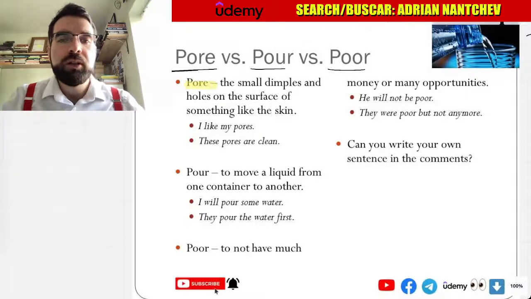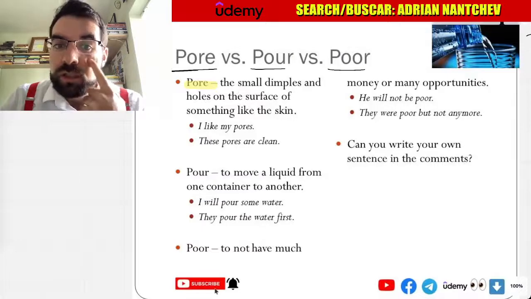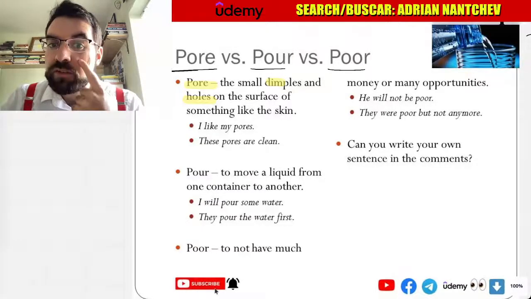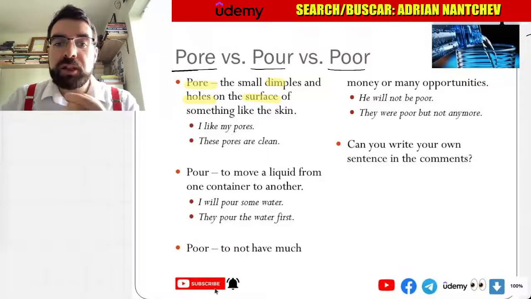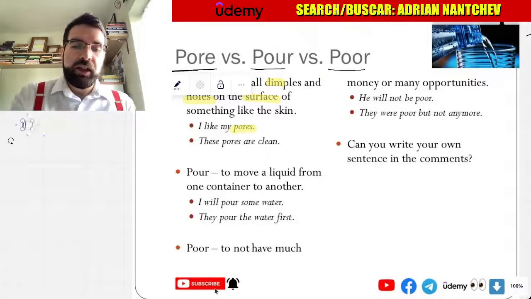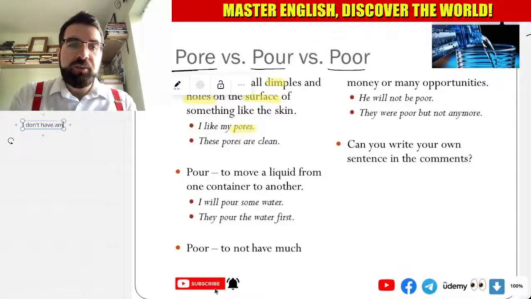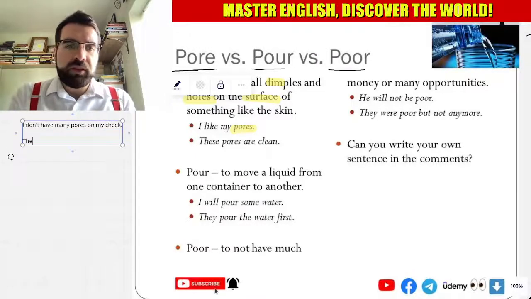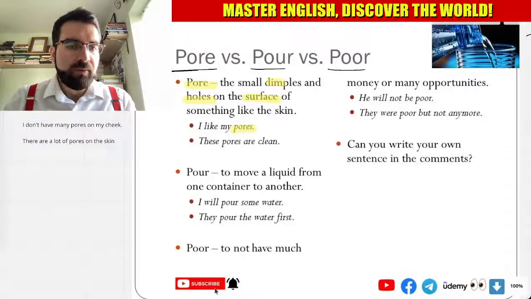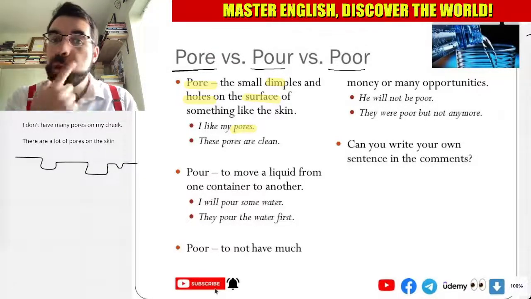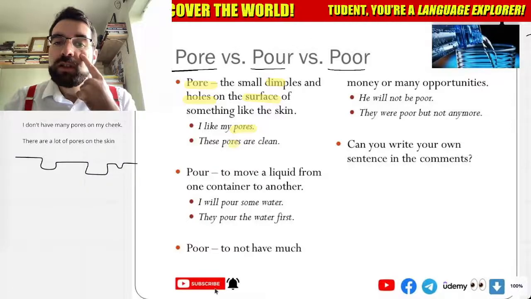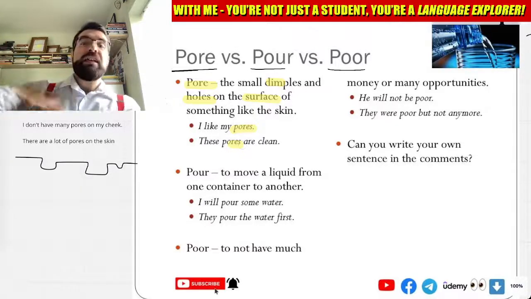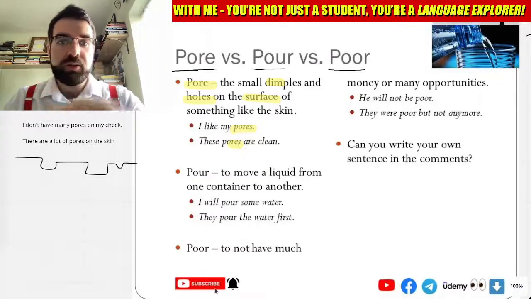So pore, like small dimples and holes on the surface of something. Yeah, like the skin. So I like my pores. I don't have many pores on my cheek. There are a lot of pores on the skin, like just holes. These pores are clean. How cool is that?